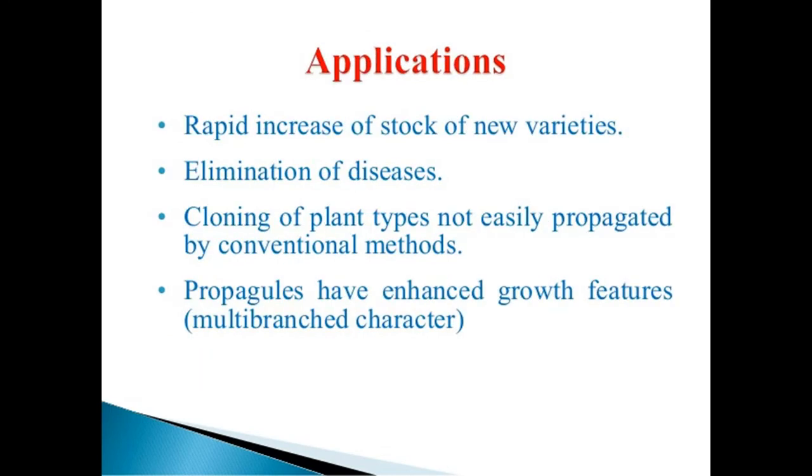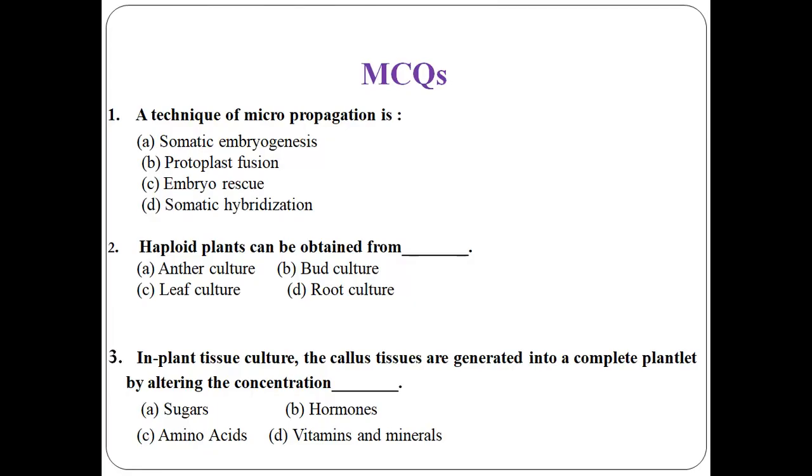Okay, now what are the applications? Here are some of the applications, like rapid increase of the stock of new plant varieties, elimination of the disease, it can eliminate the disease, cloning of the plant types that are not easily propagated by the conventional method, so we can use micropropagation. Like propagules have enhanced growth features because they have the multi-branched character. So these are some applications.